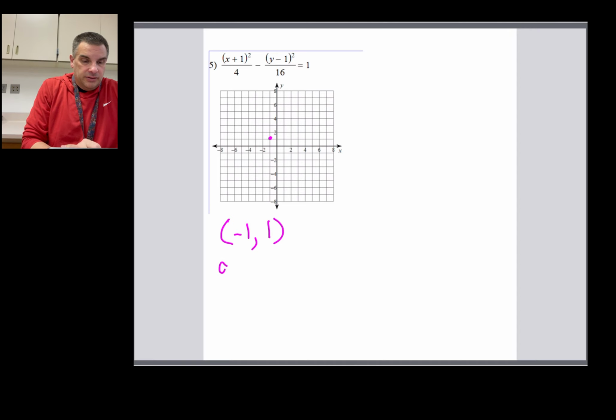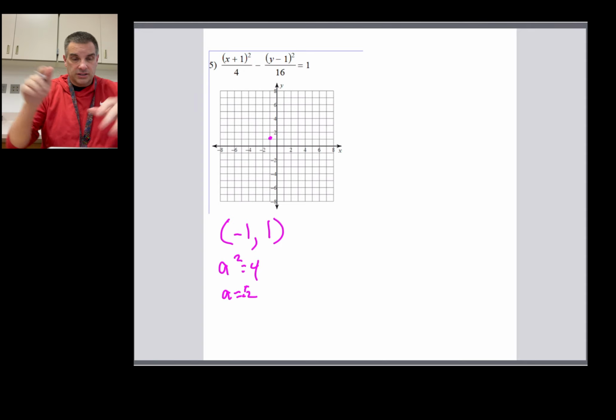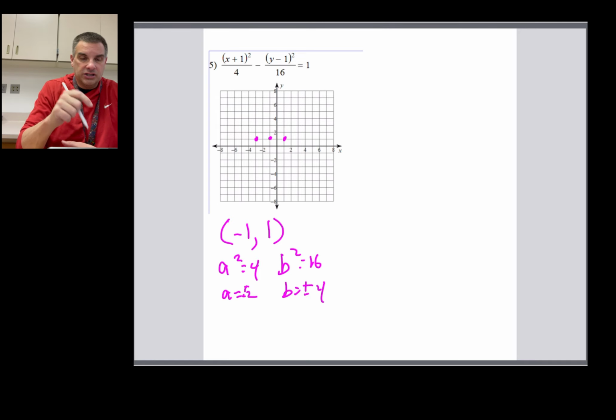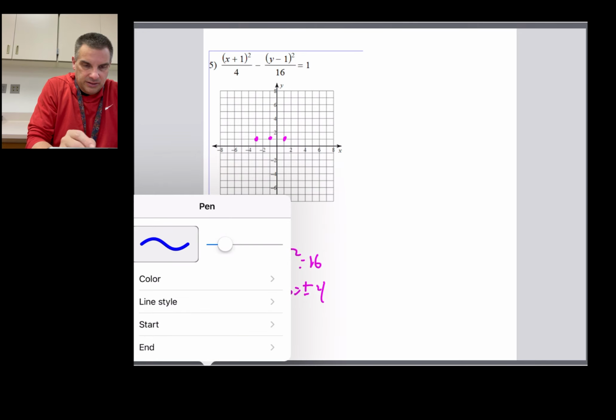My a squared value is equal to 4, so a is equal to 2. That means from my center, I'm going to go 2 to the left and 2 to the right. And it's an x, so that's going to go this direction, so it's underneath my x. So I can put a dot there, and I can put a dot there. Those are along my transverse axis. My b squared is equal to 16, so b is equal to plus or minus 4. So my y value is changing by 4. So here's my center. I'm going to make that center a different color. Let's make it blue.